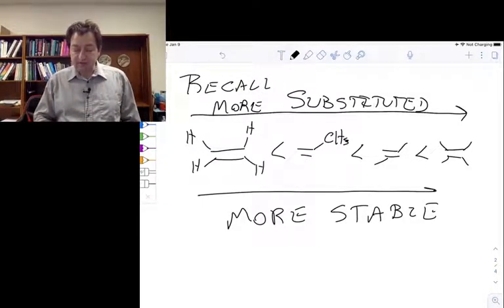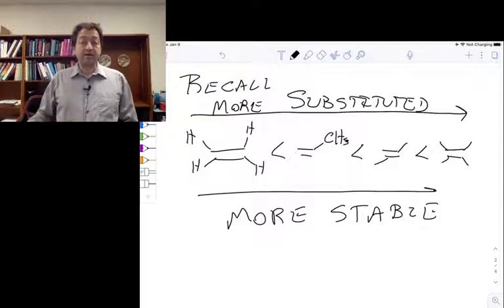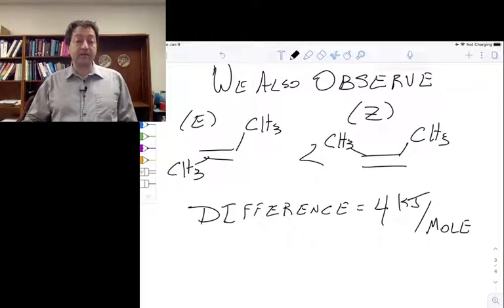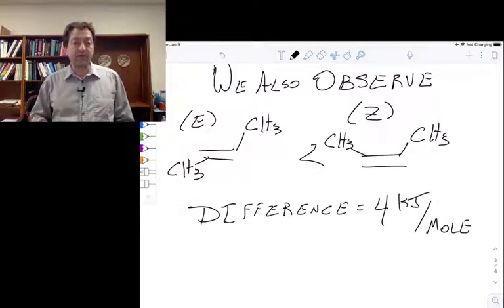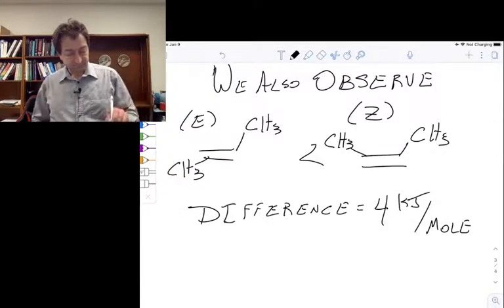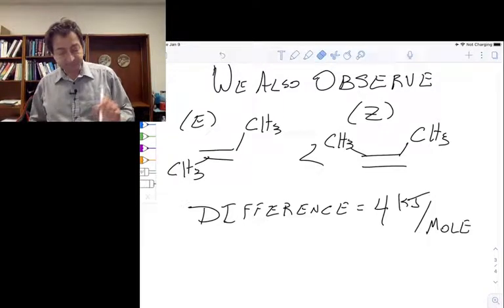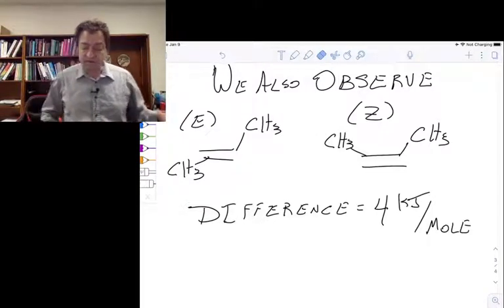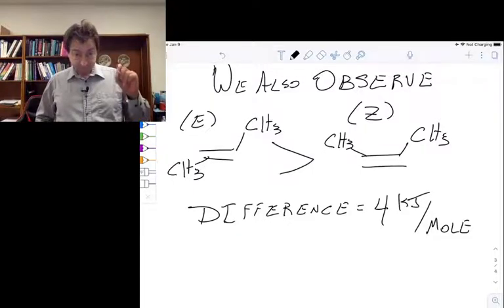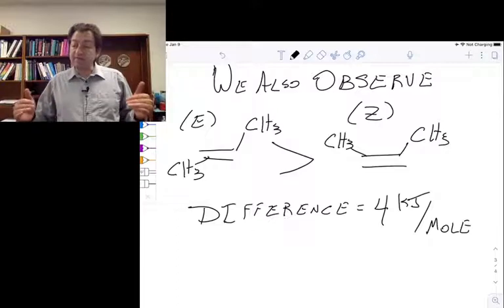One of the other trends in stability that we observe in double bonds is shown here, where what we do observe is that in general Z double bonds are less stable than E double bonds. So E alkenes are more stable than Z alkenes, by a difference of about 4 kilojoules per mole. So that's a significant difference.